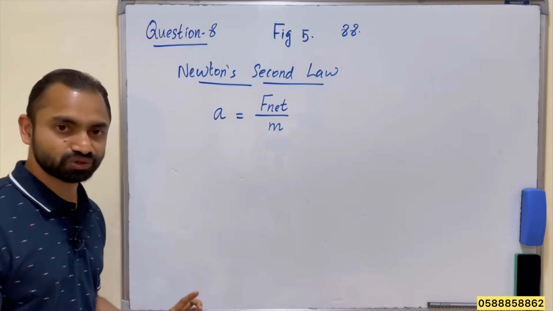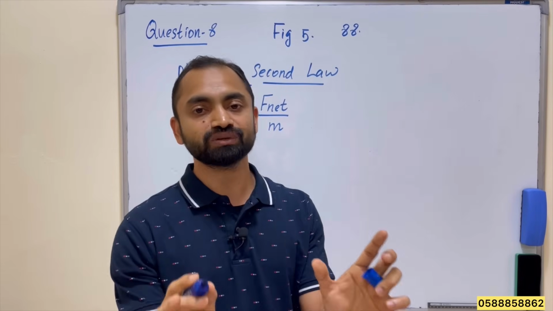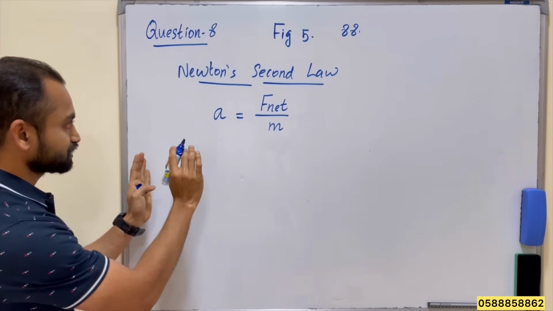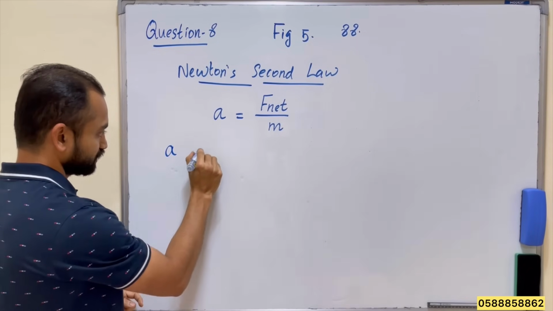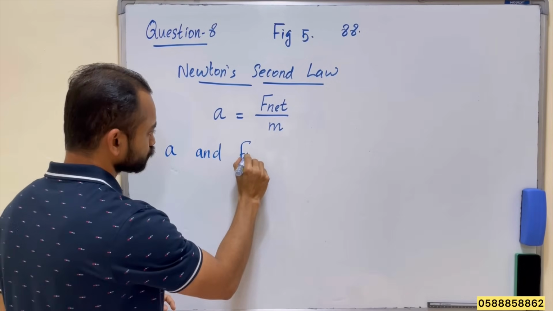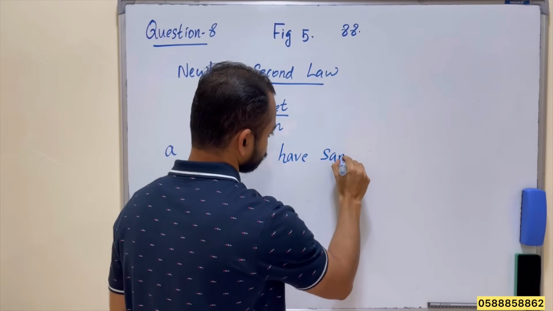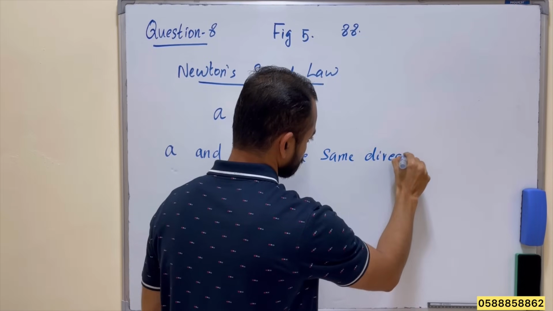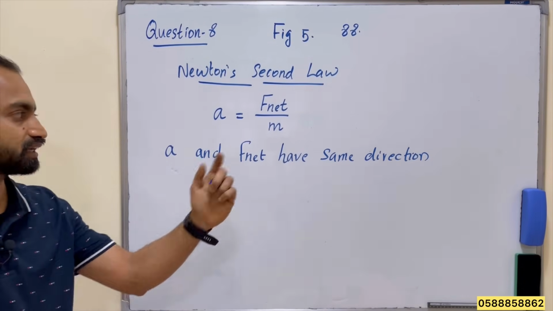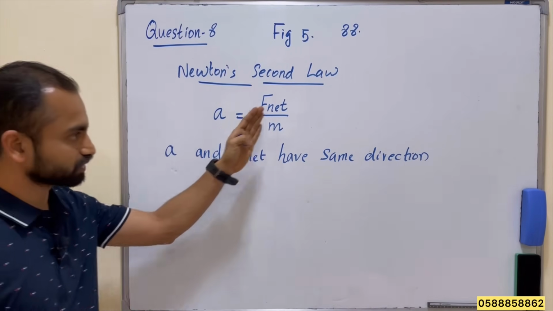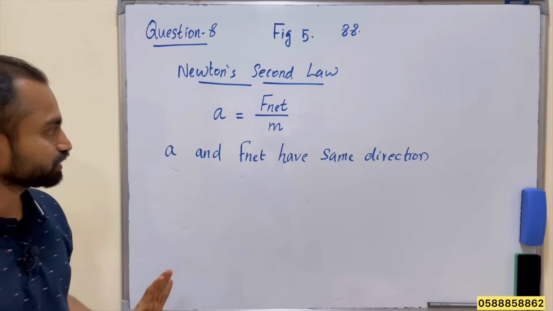So what is the direction of acceleration? The direction of acceleration will always be along the direction of the net force, meaning acceleration and net force have the same direction. If net force is to the right side, acceleration will be to the right side. If net force is downward, acceleration will be downwards.